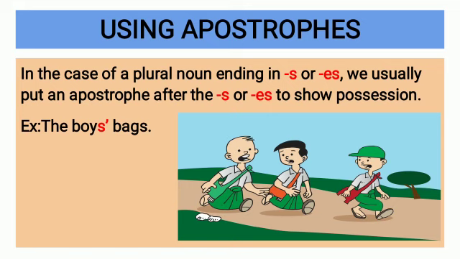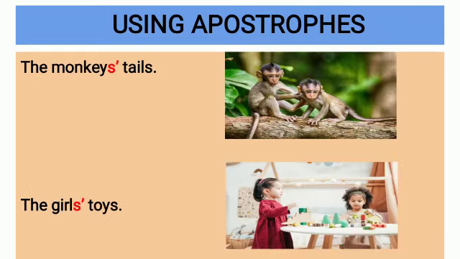See the example here. The boys' bags. Here the noun is plural, boys. So, as the noun is plural, we add an apostrophe next to the s, boys, to show possession. The boys' bags. The monkeys' tails. The girls' toys. So, in these cases, the noun is plural. If the noun is plural, we should add an apostrophe next to the s or es.